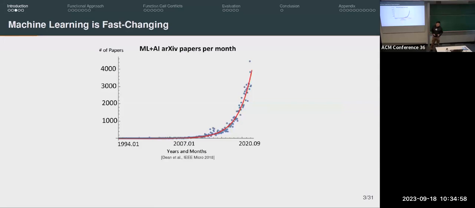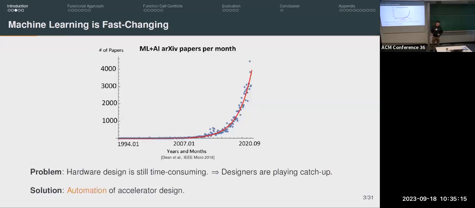Let's take a look at the machine learning side. In this figure, the x-axis is the years and months, and the y-axis is the number of publications. It shows that the number of machine learning papers per month grows exponentially. Why is this a problem? This is because hardware design is still very time consuming, so developers have to work very hard to catch up with the trend. That's not what we want, so we want to automate the process.